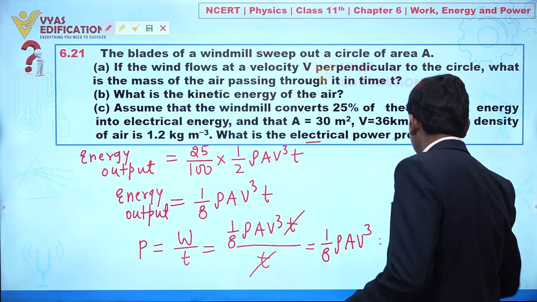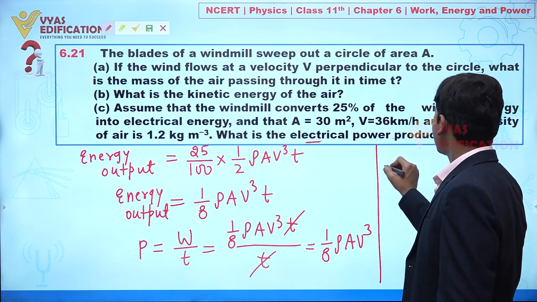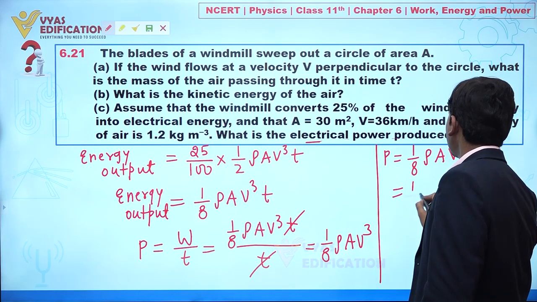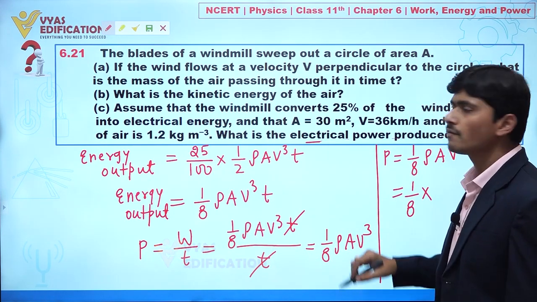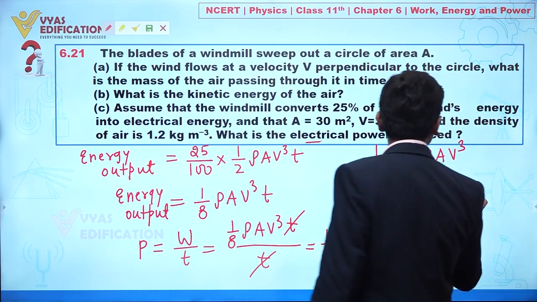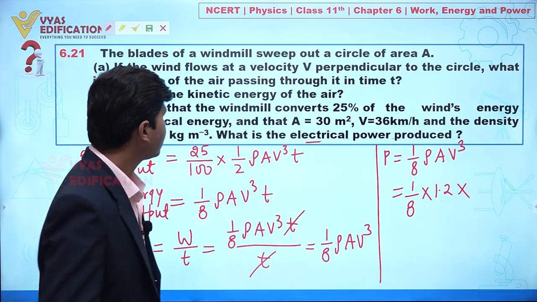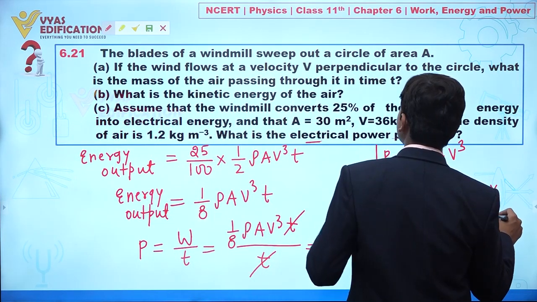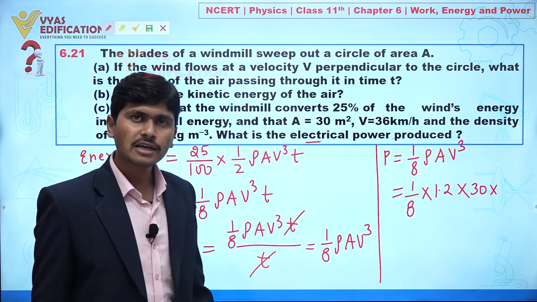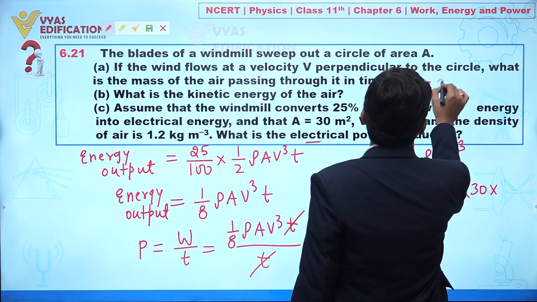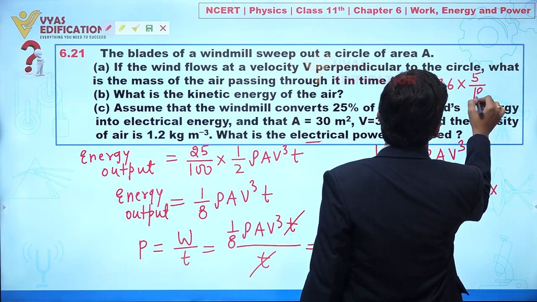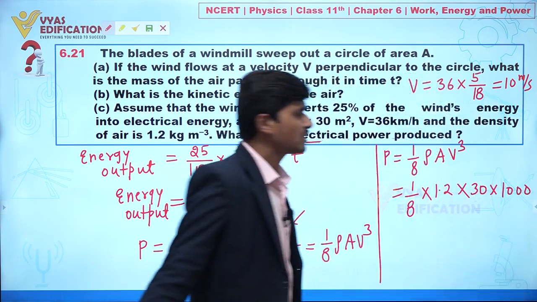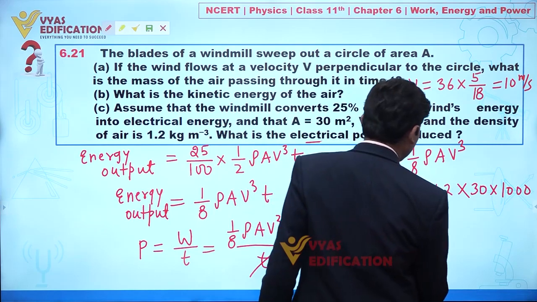Listen carefully. Power is 1 by 8 rho A v cube. The density of air is given as 1.2 kilogram per meter cube. The area is given as 30, and the velocity is given to you as 36 kilometer per hour. We can convert it into meter per second: 36 multiplied by 5 by 18 is 10 meter per second. So 10, 10, 10, this is 1000.